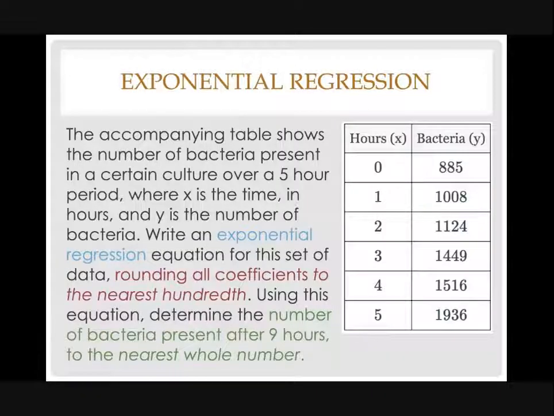Okay, so an exponential regression. Here we have the accompanying diagram, and we're given the number of bacteria in a certain culture over a 5-hour period, where X is the time in hours and Y is the number of bacteria. We have to write an exponential regression equation for the set of data, rounding all coefficients to the nearest hundredth, and using this equation, determine the number of bacteria present after 9 hours to the nearest whole number.